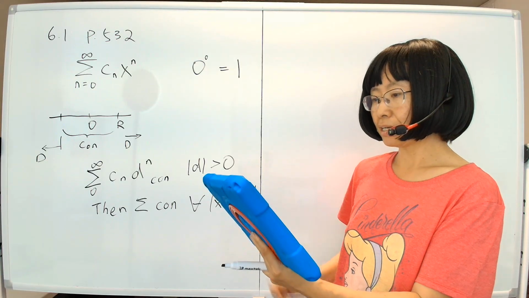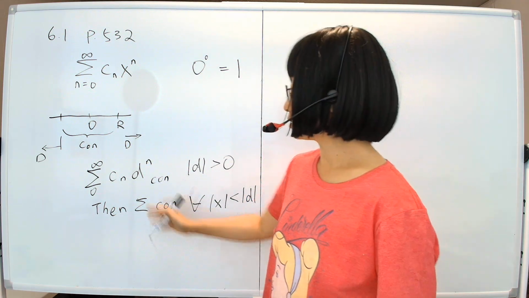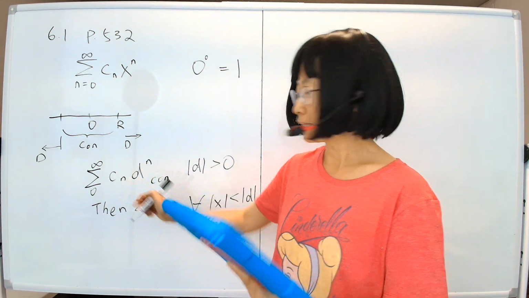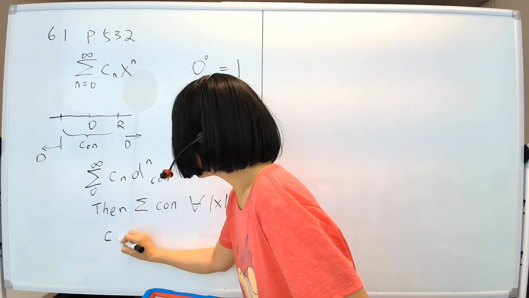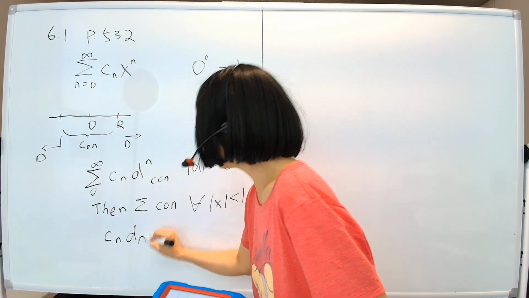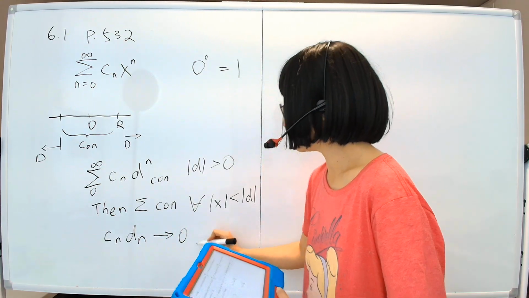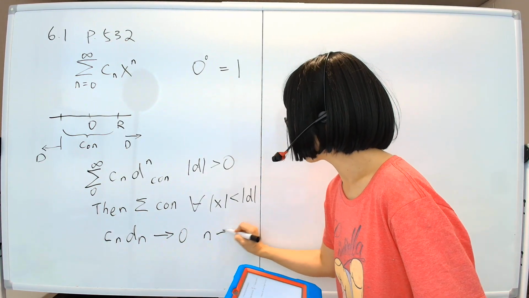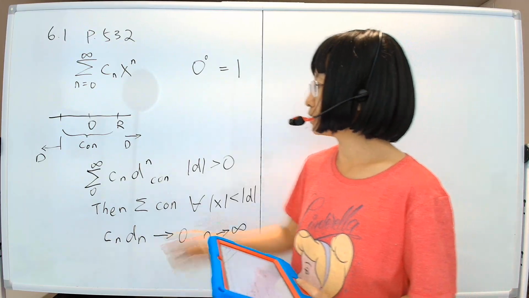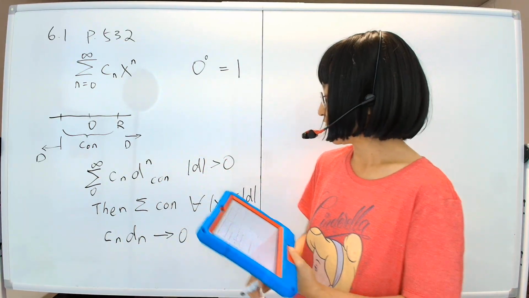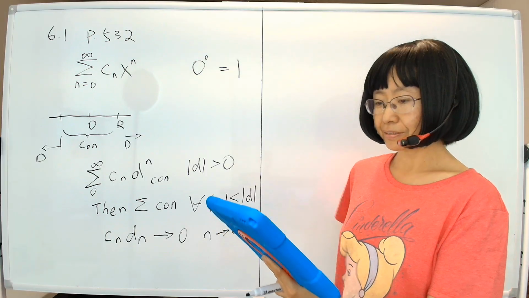Now the next step is that because this series converges, that means the sequence c_n d^n, these terms in here, has to go to 0 as n goes to infinity. That is the divergence test. Each term better go to 0, otherwise you're going to have a divergence situation. And so that's the first step.